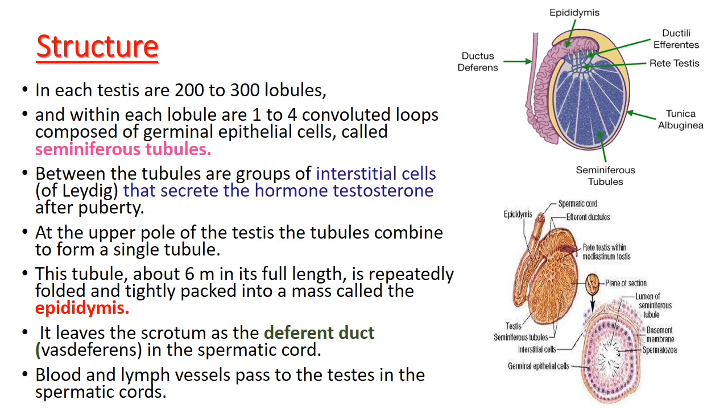The blood and lymph vessels pass to the testis from the spermatic cord. After the epididymis they become the vas deferens, the deferent duct, and there will be a spermatic cord. They enter and remove the blood from the testis. So this is the whole structure of the testis. Now we will move towards the next slide.